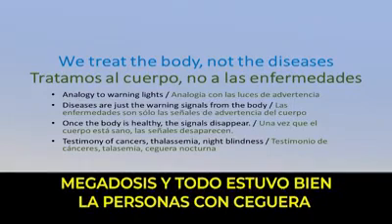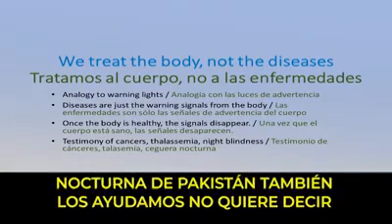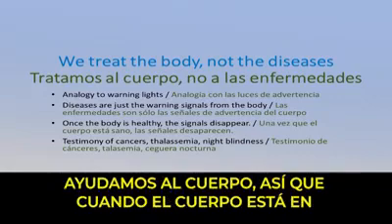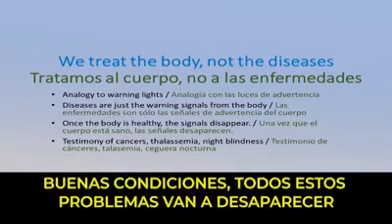We also have the thalassemia problem, and the night blindness problem in Pakistan. They were also treated. It doesn't mean that we treat thalassemia or night blindness. No, we treat the body. So when the body is in good condition, all these problems disappear.